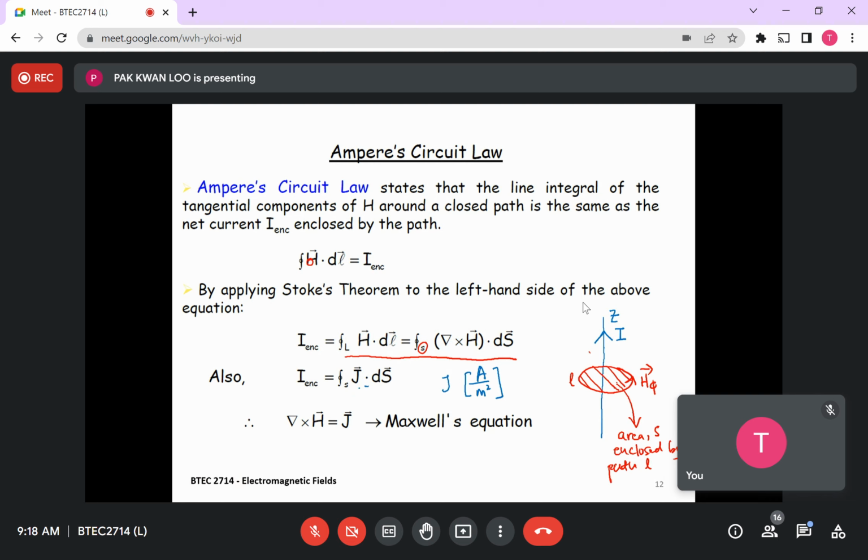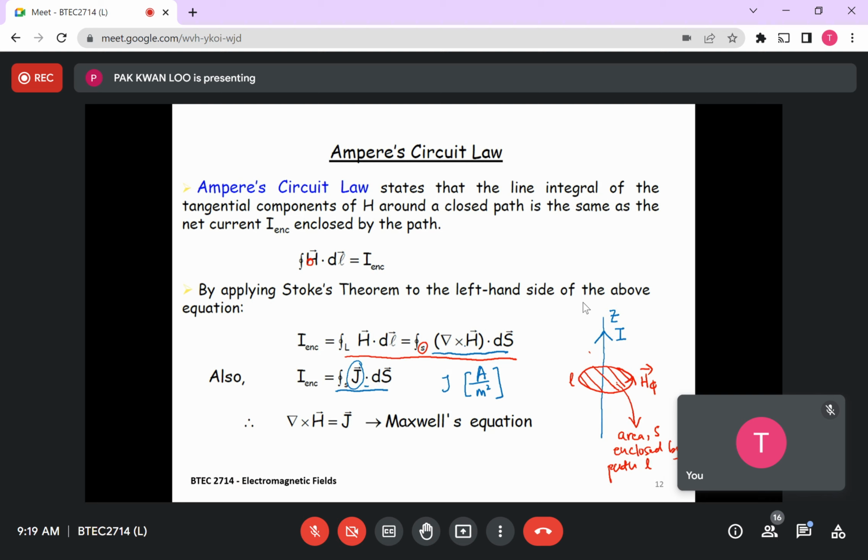So after we apply Stokes theorem, we can now compare this term with this term. Basically, both are surface integrals or double integrals. So they are identical, and by comparison, J is equal to the curl of H. J is basically the same as the curl of H.